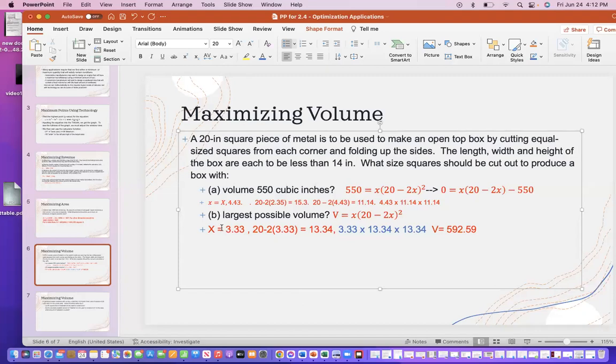So with my one side length 3.33, that gives me the other two dimensions, which was 20 minus 2 times 3.33, which is 13.34. So the maximum possible volume is given to me by the dimensions 3.33 times 13.34 times 13.34, giving me a total volume of 592.59. And this is in inches cubed.